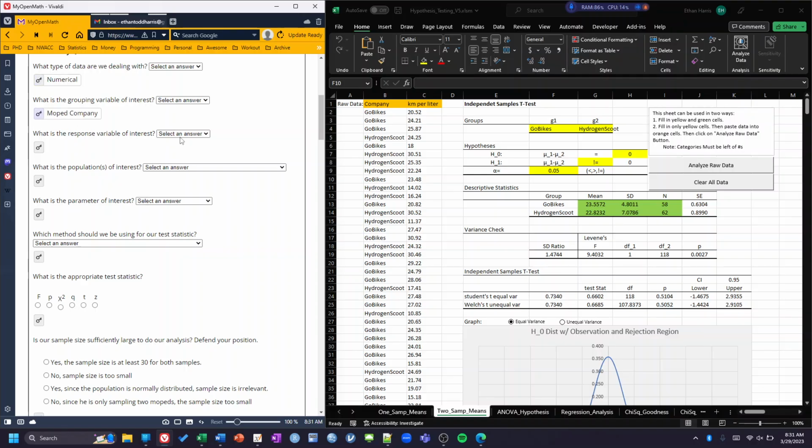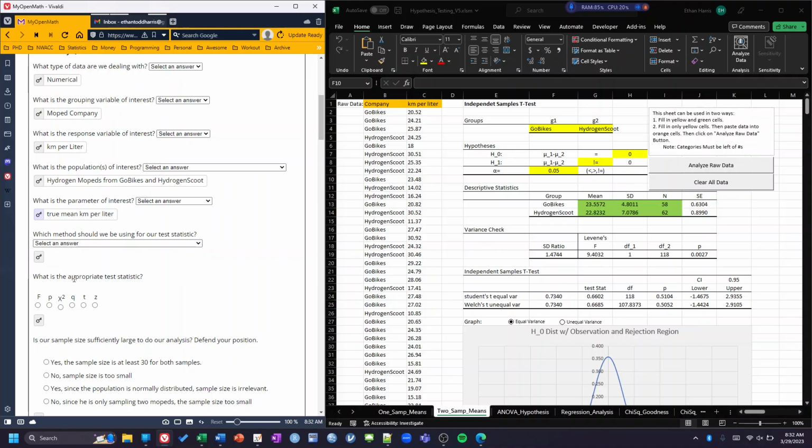So the grouping variable of interest is going to be our moped company, which moped company you are a part of. And the response variable is going to be the kilometers per liter. That's what we're really interested in. So the population of interest is going to be the hydrogen mopeds from Go Bikes and Hydrogen Scoot. So there's actually kind of two populations here, right? We have the population from Go Bikes and the population from Hydrogen Scoot. The parameter of interest is the true mean kilometers per liter, the true means for each group, and then specifically in two-sample independent t-testing, what we do is we try to see if these two means are different from one another.